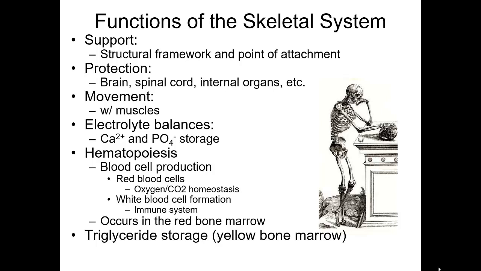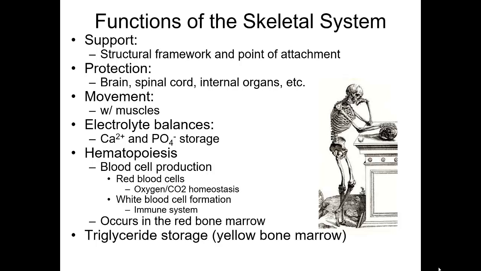It is an organ of hematopoiesis. Hematopoiesis is the word for production of red blood cells. The red blood cells help with oxygen and carbon dioxide homeostasis. They provide oxygen to different tissues of the body and remove carbon dioxide. They also help with white blood cell formation.